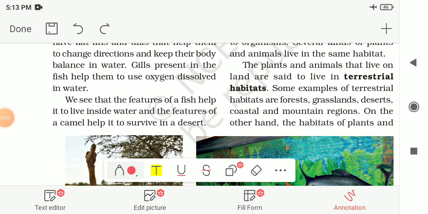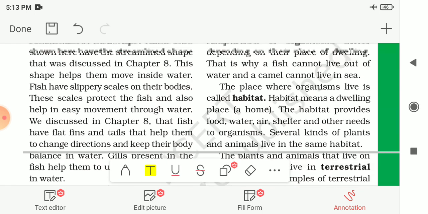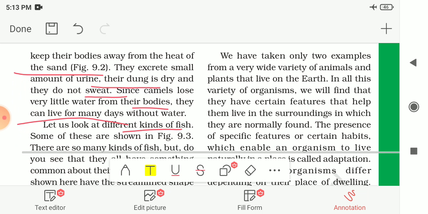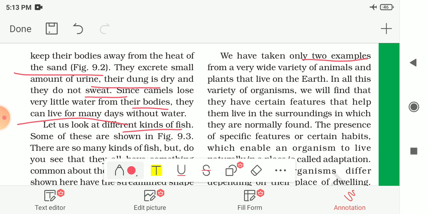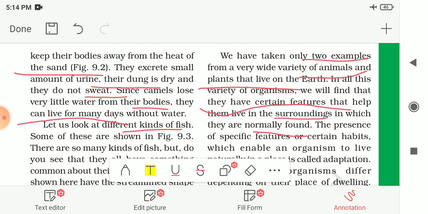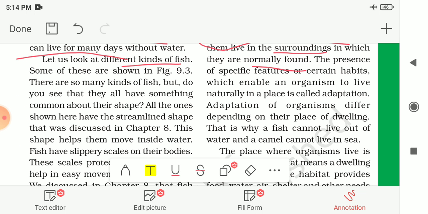So we see that the features of a fish help it to live inside the water, and the features of a camel help it to survive in the desert. These features help both of them to survive in their surroundings. We have taken only two examples from a very wide variety of animals and plants that live on the earth. In all this variety of organisms, we will find that they have certain features. All the living organisms which we find around us have some special features which help them to live in the surroundings in which they are normally found. They all have some special characteristics by which they can live in their surroundings.